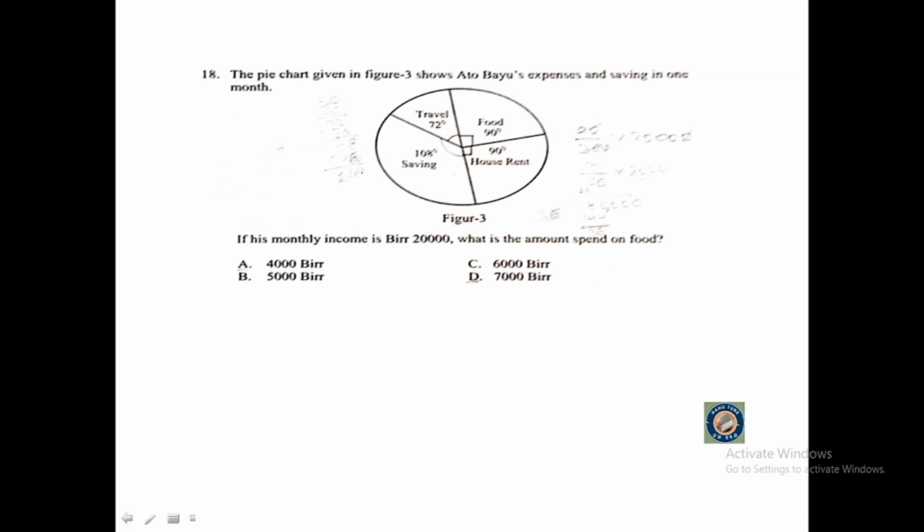Question number 18. The pie chart given in figure 3 shows Atobayu's expense and saving in 1 month. If his monthly income is 20,000, what is the amount spent on food? A. 4,000, B. 5,000, C. 6,000, or D. 7,000 birr.